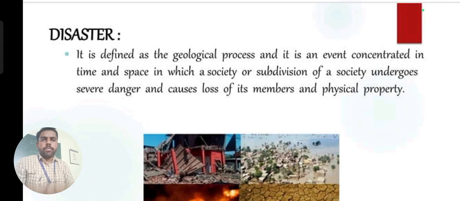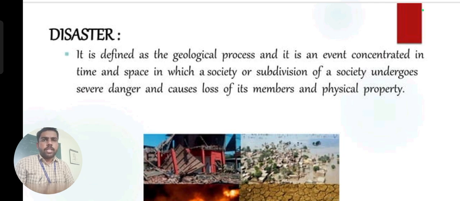Here, first of all, you should know the meaning of disaster. A disaster is a sudden event that collapses all the resources and structures from an economic point of view, and it is very dangerous to survive in that location in that time period. It is a geological process. Why? Because it is all related to soil mechanics only. This type of process is an event.